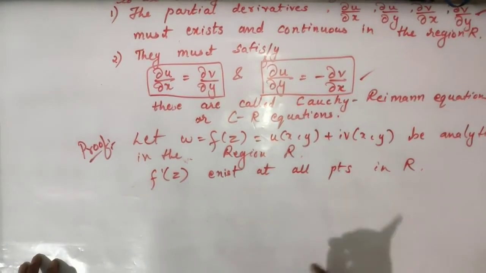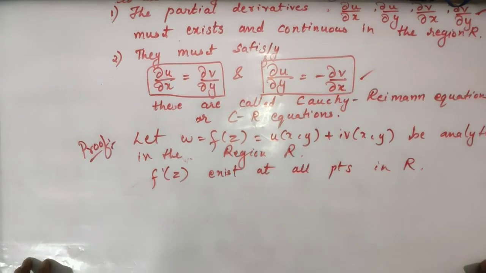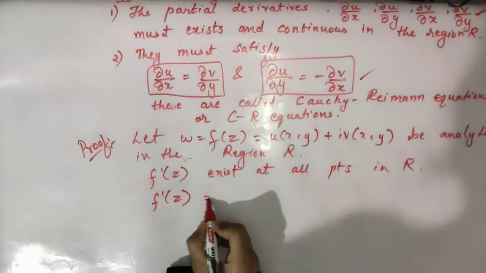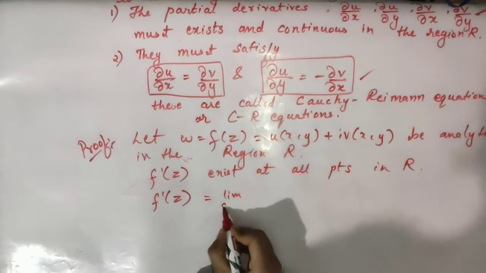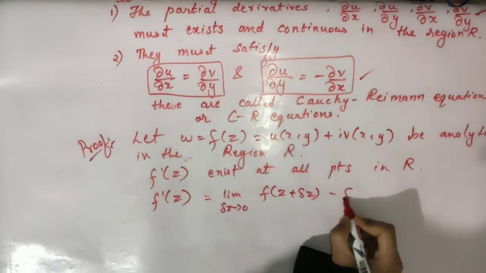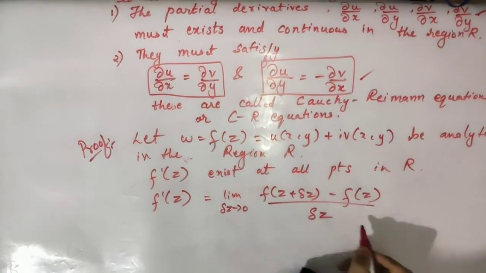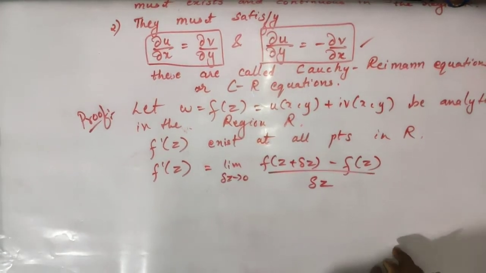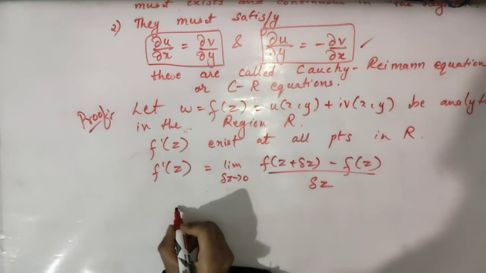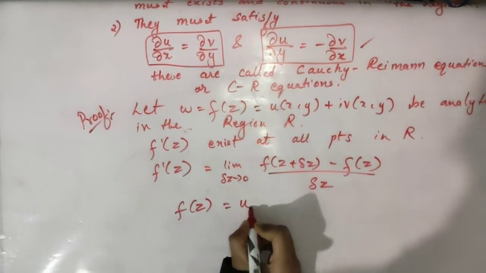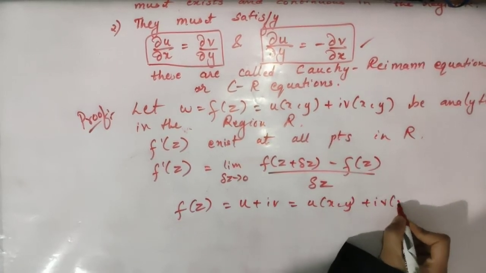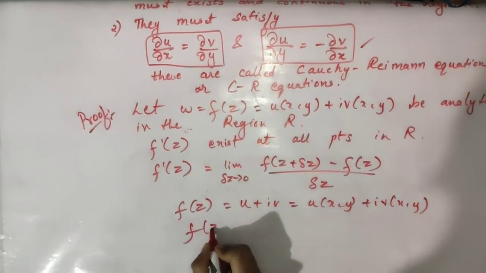Because it is analytic in the region R, f dash of z must exist at all points in the region R. So what is f dash of z for us? f dash of z, by definition, is the limit as delta z tending to 0 of f of z plus delta z minus f of z divided by delta z. This is by the definition itself, right? Now, I have told you in the beginning also, if f of z is equal to u plus iv, or u of xy plus i into v of xy, I can take f of z plus delta z.